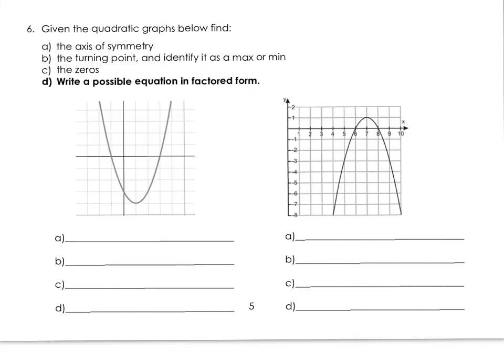Okay, and the last question, given the quadratic graphs below, you're going to find the axis of symmetry, turning points, identify if it's a max or a min, and the zeros. That's all review of what we've been doing. And then you're going to write a possible equation in factored form. That might be a little new.